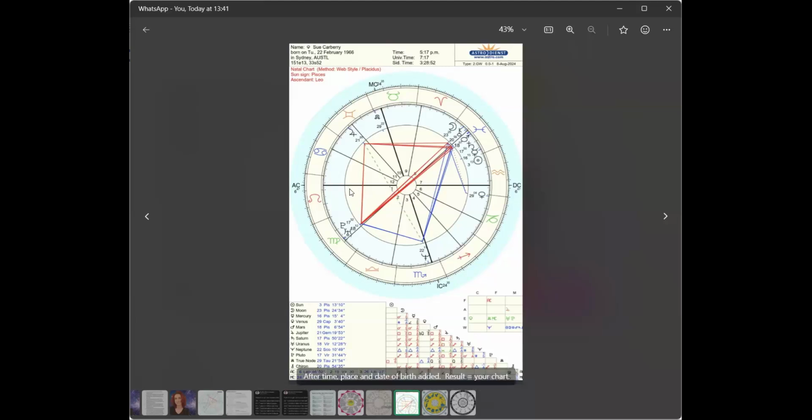And from this line to this line here is my first house. It doesn't stop here. It stops here, which is 19 degrees of Virgo. Then my second house goes from 19 Virgo through to 26 Libra, which is here. So this all in here is my second house. Third house, 26 Libra to 24 Scorpio.